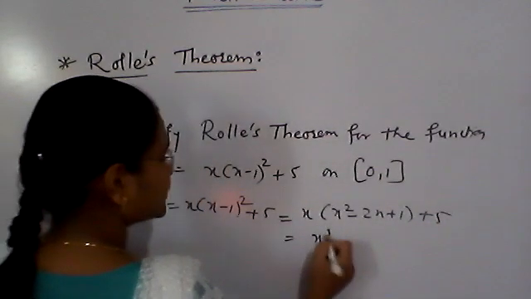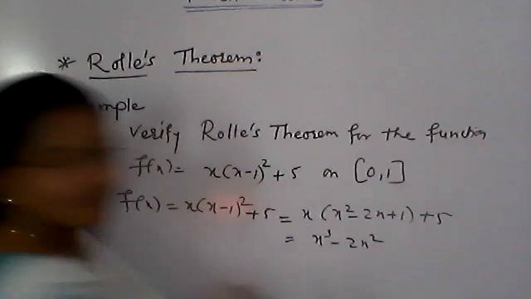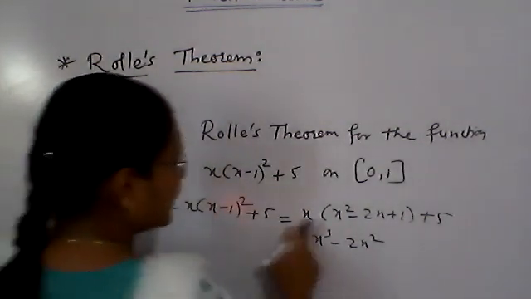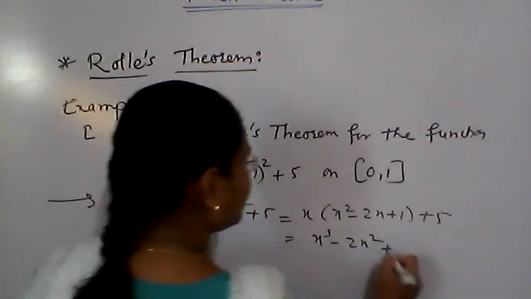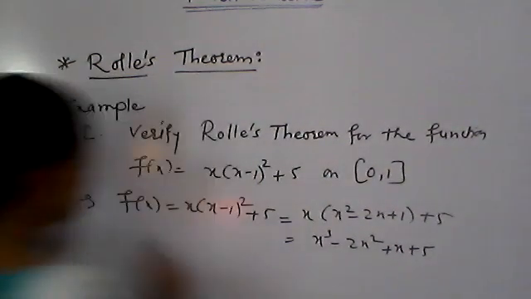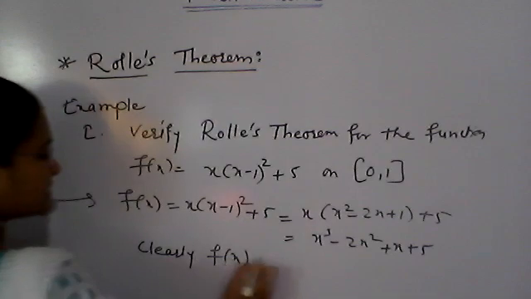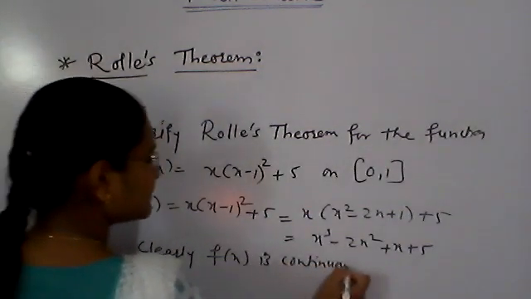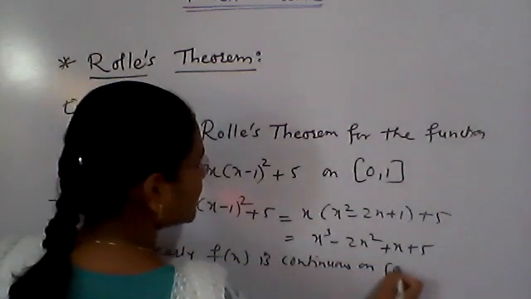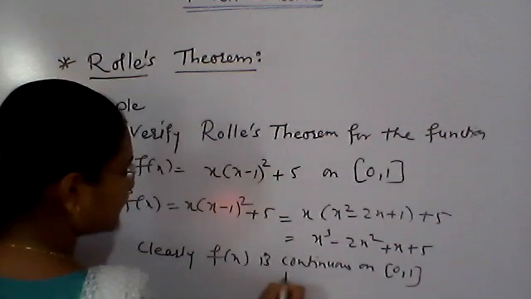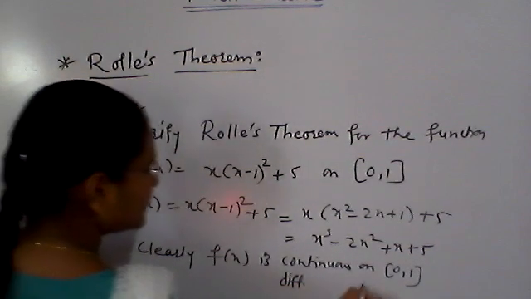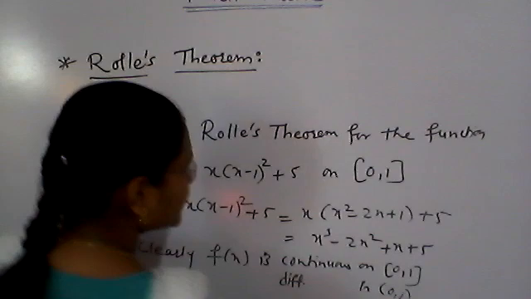It will be x cube minus 2x square. Differentiation के लिए easy हो जाएगा ये. x cube minus 2x square plus x plus 5. So f of x is a polynomial function, so clearly f of x is continuous on the closed interval 0 to 1, and you can write differentiable also in the open interval 0 to 1.